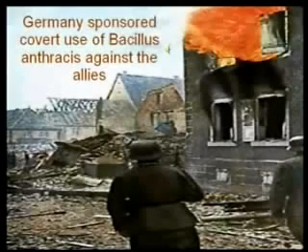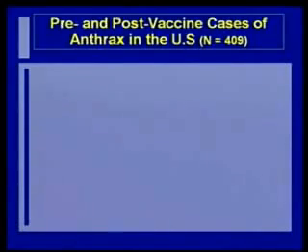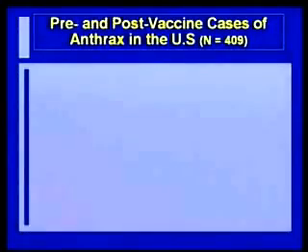Okay. Germany sponsored covert use of Bacillus anthracis against allies. They were infecting bovine and herding them towards the enemy territories to be consumed and slaughtered there, and thereby spreading the infection. A little bit of history of epidemiology here.